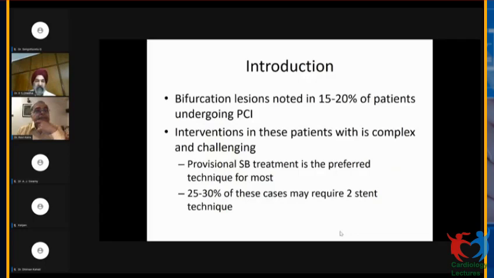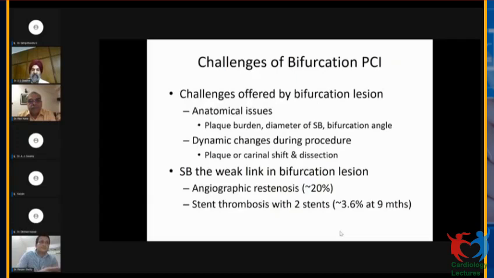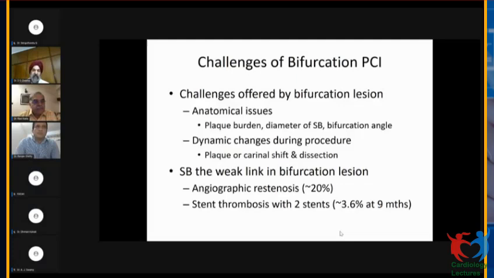The challenges of bifurcation lie in the fact that there are certain anatomical issues which relate to the plaque burden, the diameter of the side branch, the bifurcation angle, and there are certain dynamic changes which happen during the procedure. These dynamic changes are a plaque or carinal shift, and while you're performing the procedure, there might be some dissections, and they change the entire connotation of the procedure. So there can be a switchover from a single to a two stent strategy.